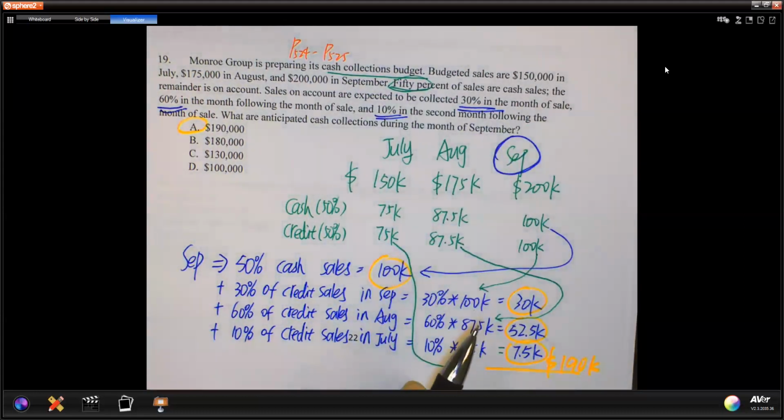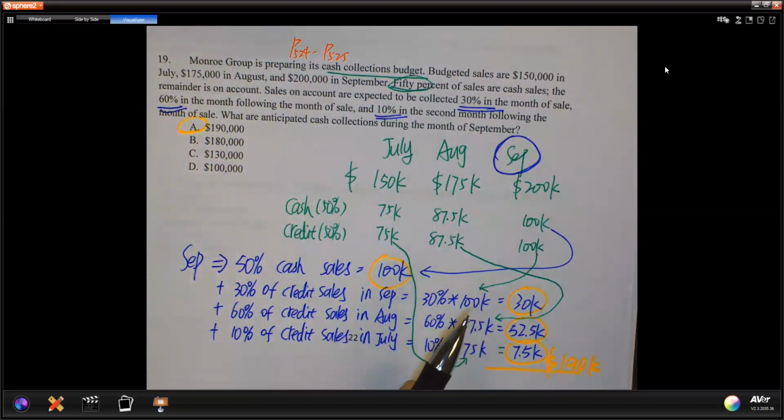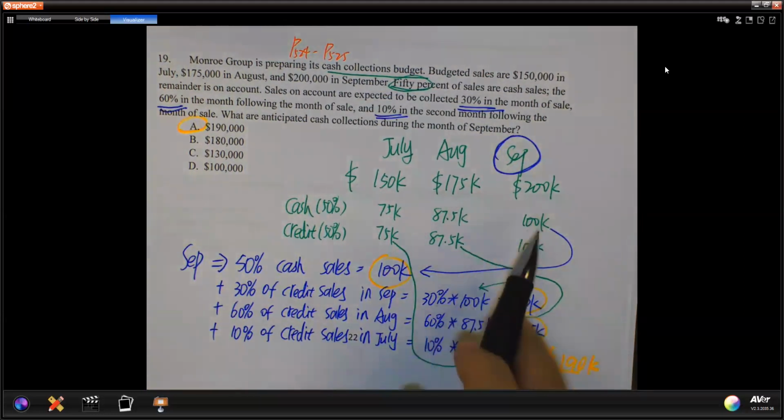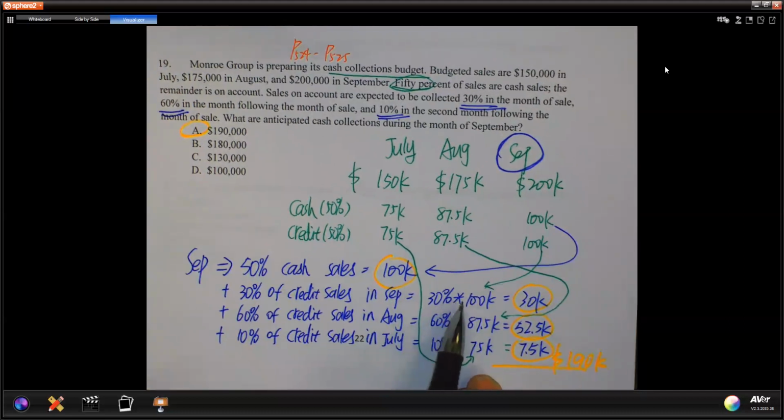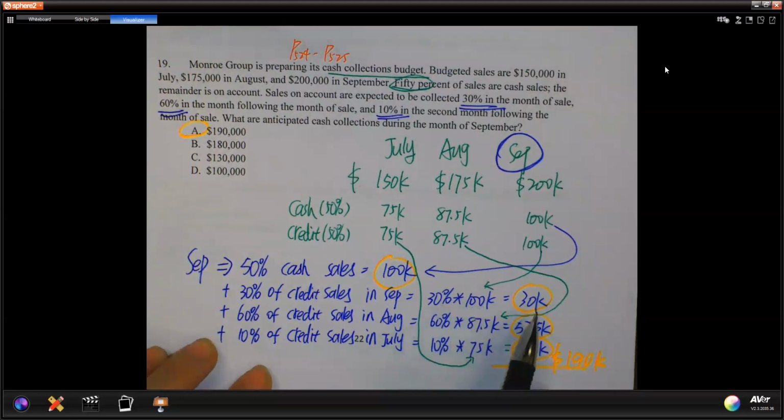So you sold your products using credit in July, 2 months later is your September, you will collect the 10% there. So your September has these 4 parts, okay? Your cash sales 100,000, and then 30% of credit sales of September, 60% of credit sales in August, and 10% of credit sales in July. So that total gives you cash collection in September 190,000.